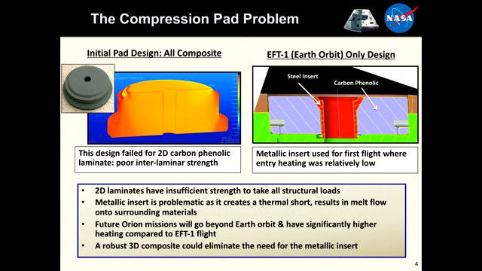I should point out, as is down here in this third bullet, while the first mission just orbited the Earth, all the future missions will go to the lunar region and back, traveling at a higher velocity, entering the Earth's atmosphere at a higher velocity, and creating a lot more heating. So again, that metallic insert creating a thermal short could be problematic in that scenario. So we wanted to enable a design that wouldn't need that.